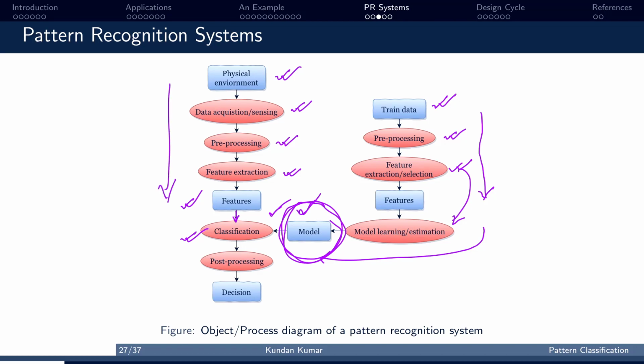So suppose we collect the data, extract the features and perform the classification, then this model will be used to make the decision. Sometimes the output of the classifier is not used directly, so we can do some post-processing, and then we make the decision. Okay, so let us discuss each block in more detail.